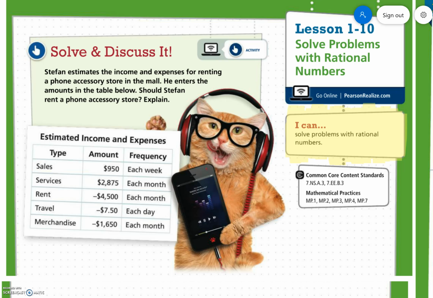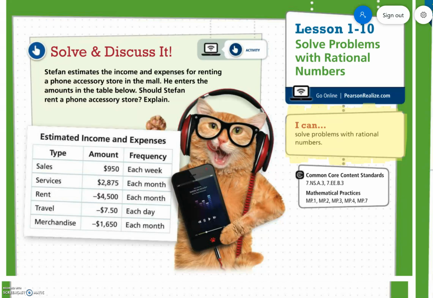So look at this cool kid. Solve and discuss it. Stefan estimates the income and expenses for running a phone accessory store in the mall. He enters the amounts in the table below. Should Stefan rent a phone accessory store? Explain. So here is what it is.